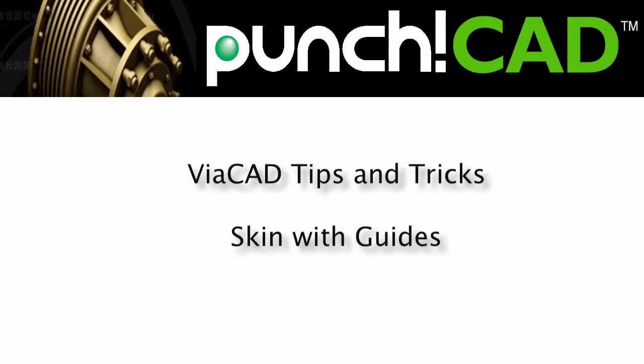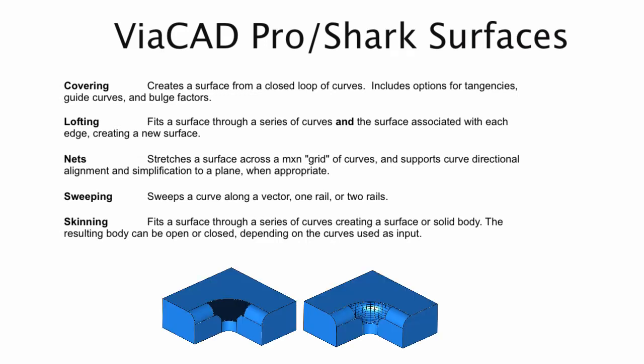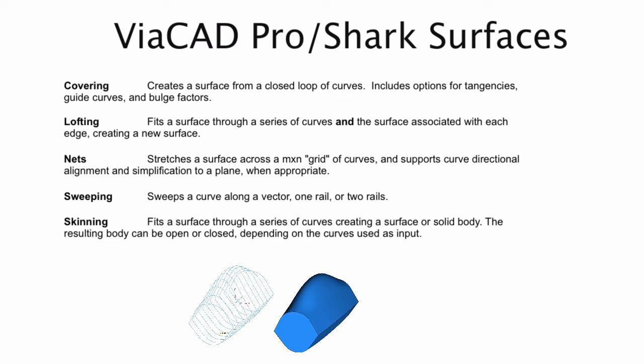In this video, we're going to explore some tips related to creating skins with guide curves. Let's begin our discussion by mentioning some of the different surface modeling types available in ViaCAD and Shark. There's 5 primary types that include covering, lofting, nets, sweeping, and finally skinning.